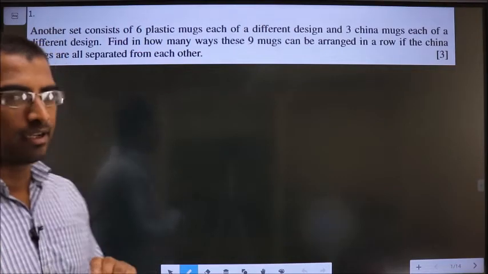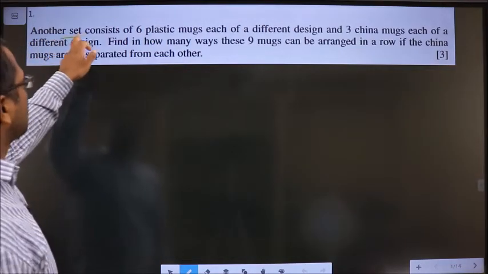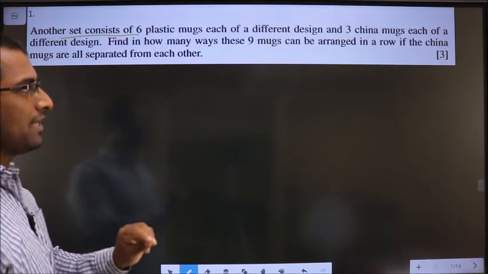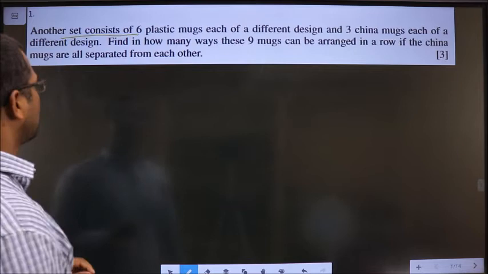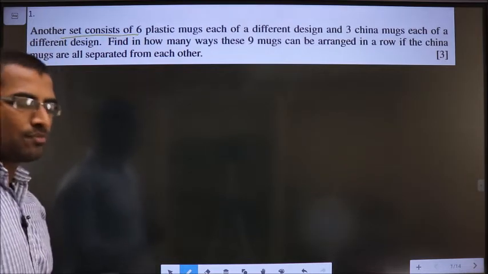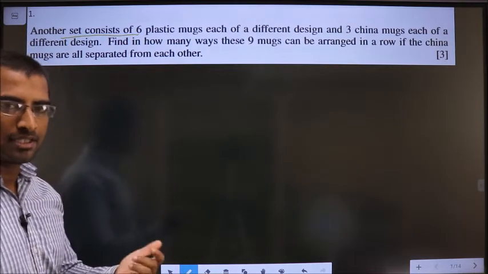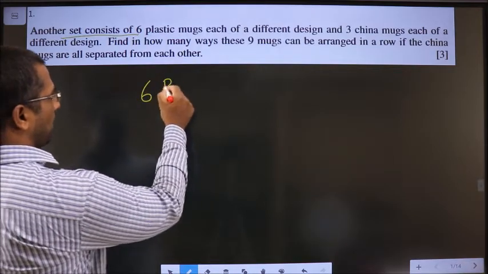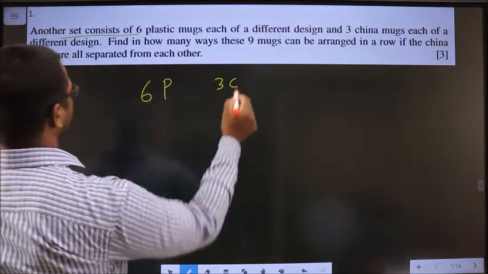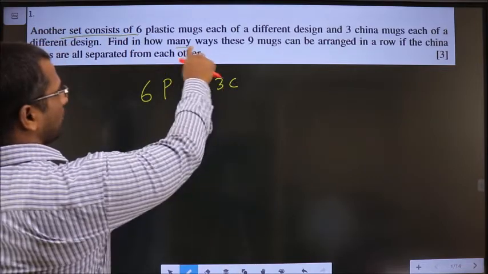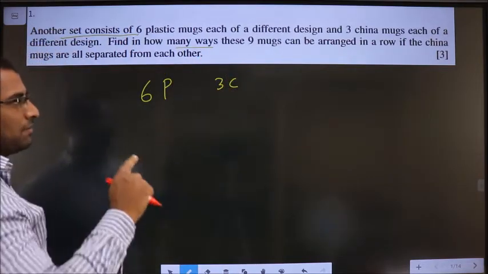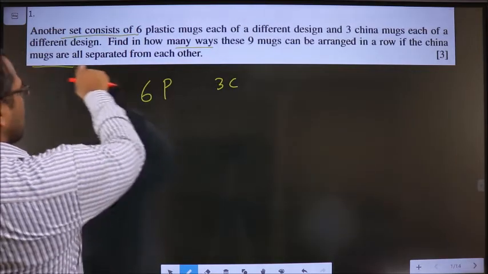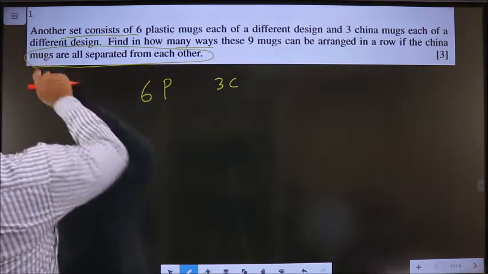Question 1. Another set consists of 6 plastic mugs, each of a different design, and 3 china mugs, each of a different design. Whenever you come across information, write it down. Given is 6 are plastic, 3 are china. Find in how many ways these 9 mugs can be arranged in a row if the china mugs are all separated from each other.